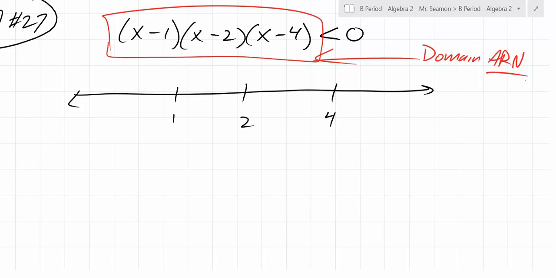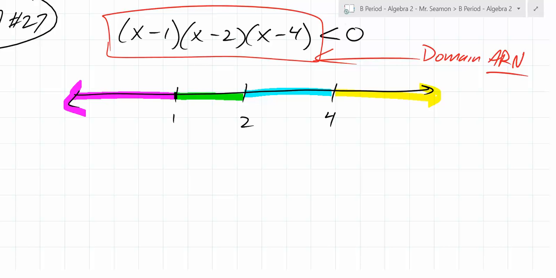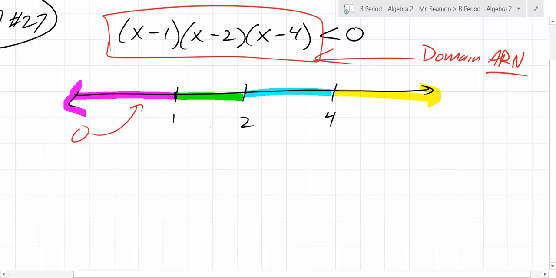No, there aren't. So how many regions do we need to test, Rachel? 2, 3, and 4 of them. Exactly. So we need to pick a number in each of those regions. So what's a number to the left of 1 that's good to test? How about 0, right? What about right here? How about 1.5, 3 over 2? What about right here? 2.5, or 3. 3 is better, right? And how about right here? 5. So you have to do each of these.